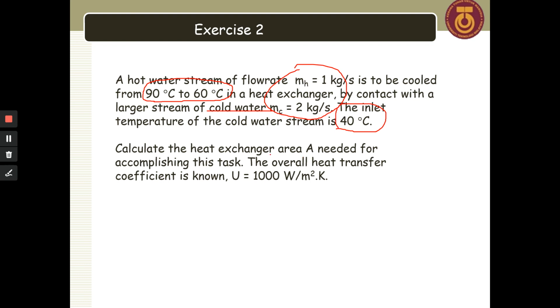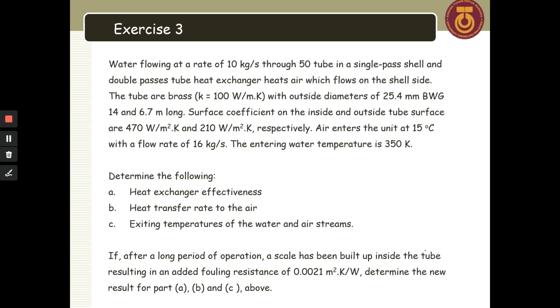Okay, then you need to calculate the area. This is actually the same step, because U is also given. So this is like tutorial 6. For exercise 2, you can refer to tutorial 6 on how to solve it. You can flexibly choose either tutorial 6A or B, because A is the LMTD method and B is the NTU method. Okay, then exercise 3.